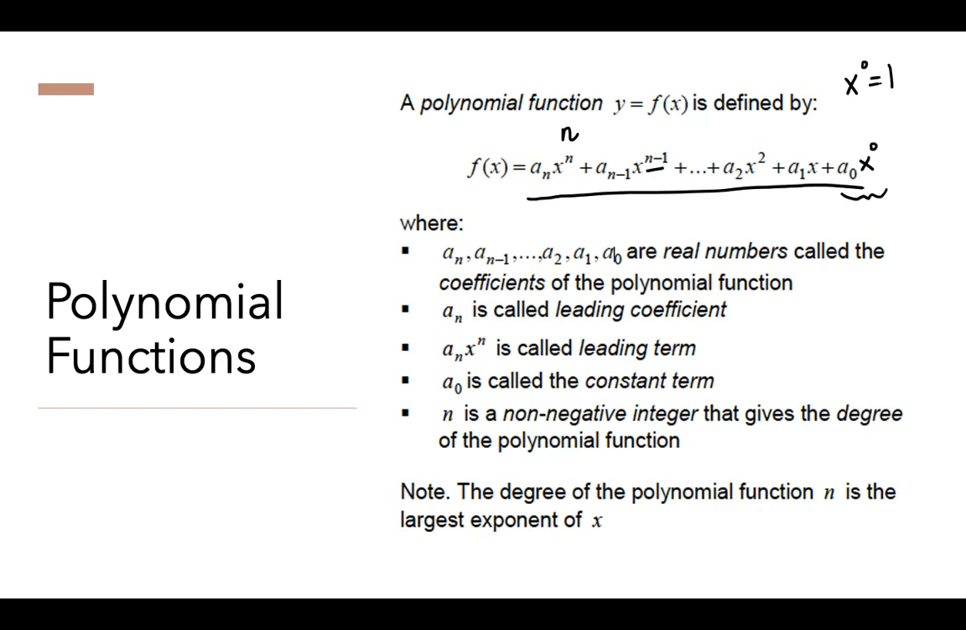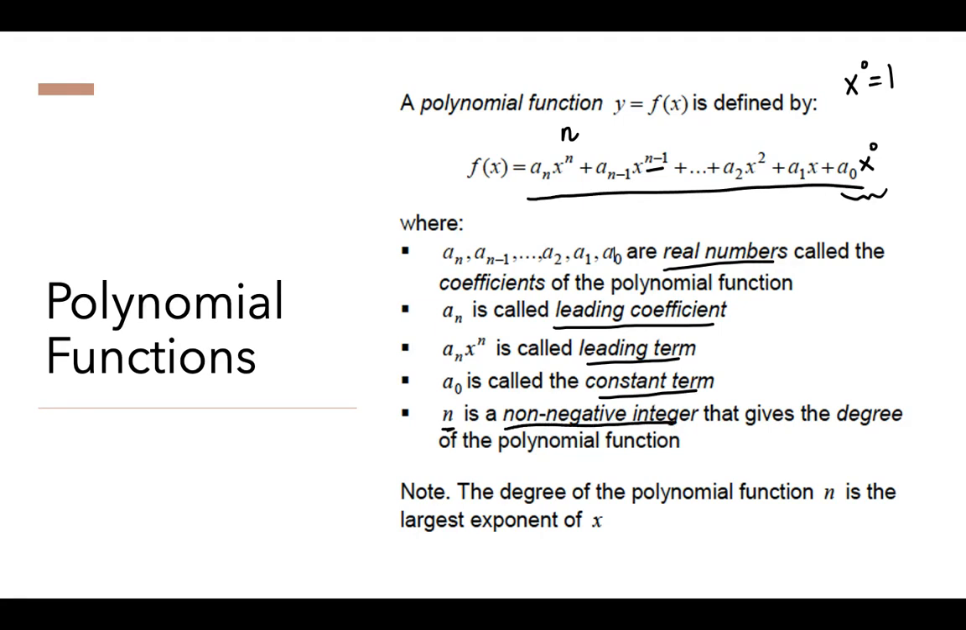Each a is a real number called a coefficient. There's a special name for an: the coefficient attached to the degree of the polynomial, meaning the highest exponent, is called the leading coefficient. The whole term is called the leading term. Lastly, just a number by itself is the constant term. Keep in mind, in order to be a polynomial, n, the exponent, has to be a non-negative integer.